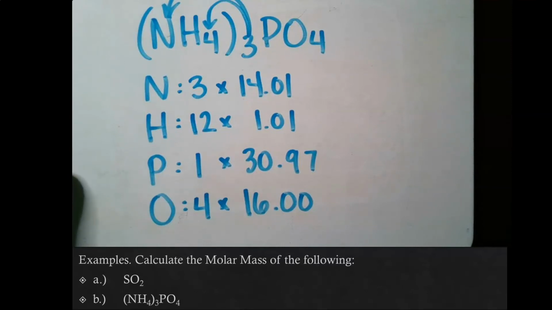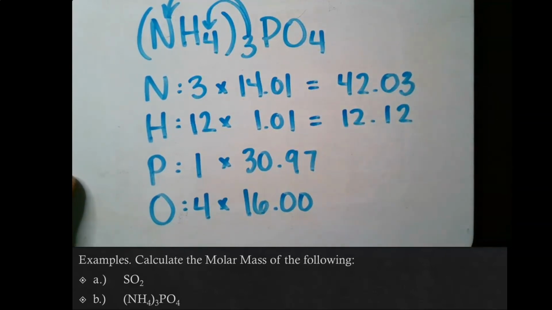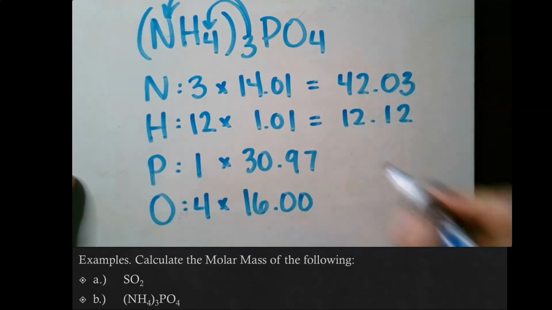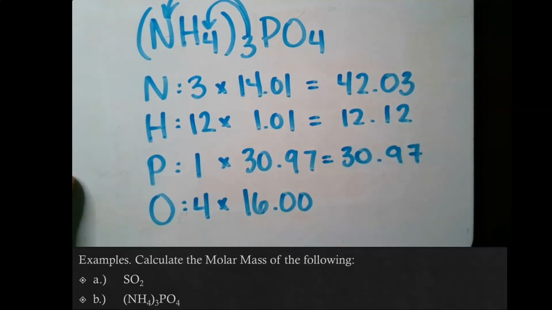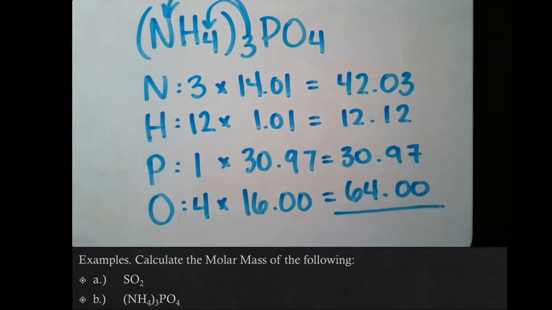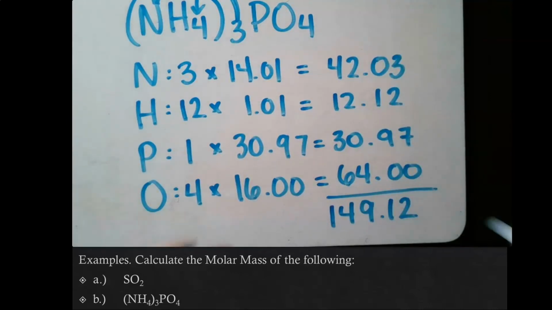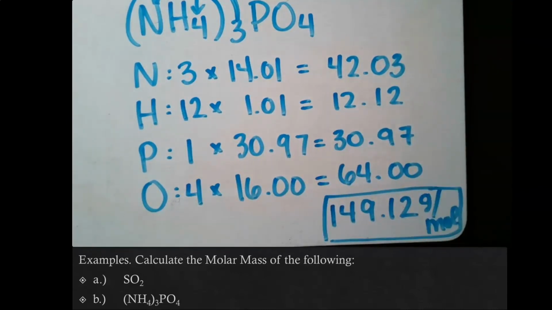14.01 times 3 is 42.03. 12 times 1.01 is 12.12. 1 times 30.97 is 30.97. And last but not least, 16 times 4 is 64. Take a moment and add those all up. I got 149.12. And my units for that are grams per mole. Is that what you got too?